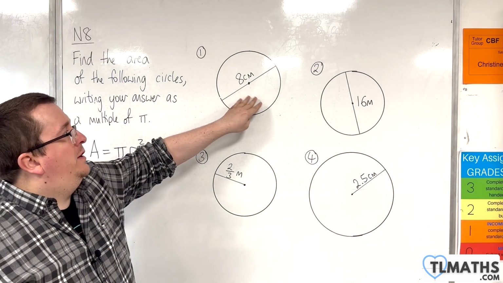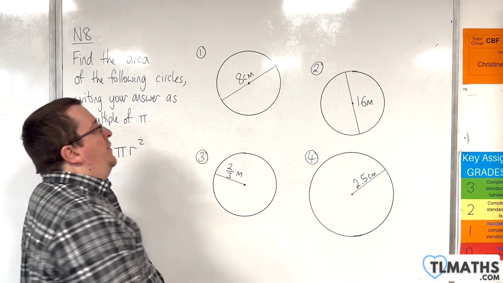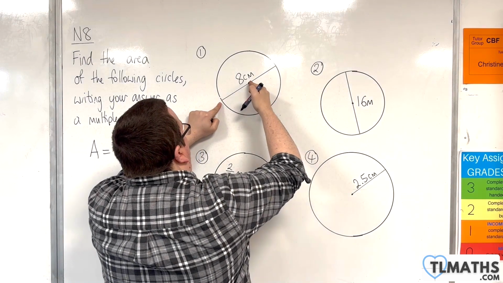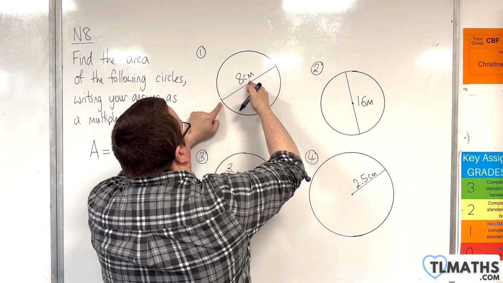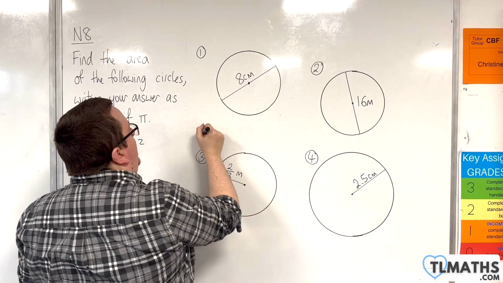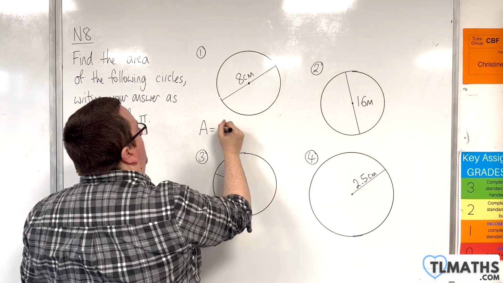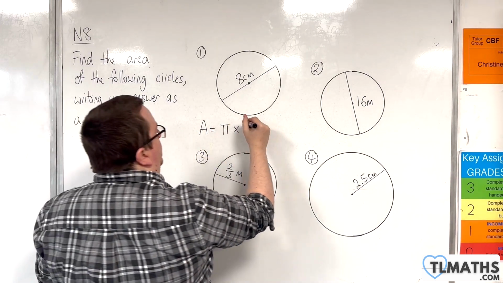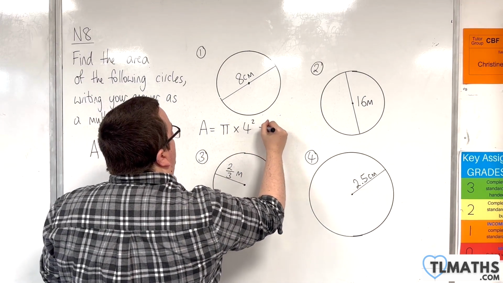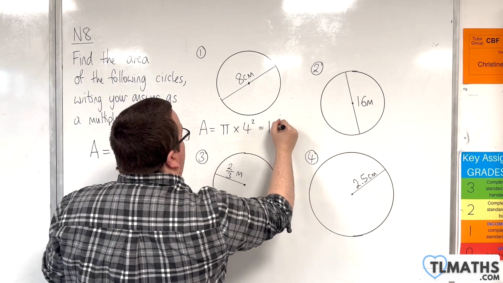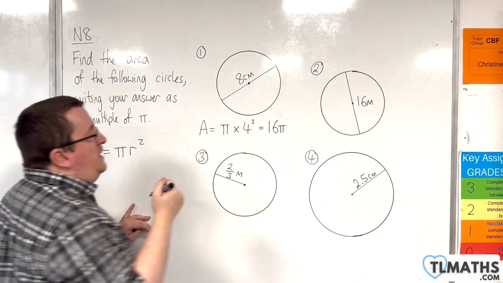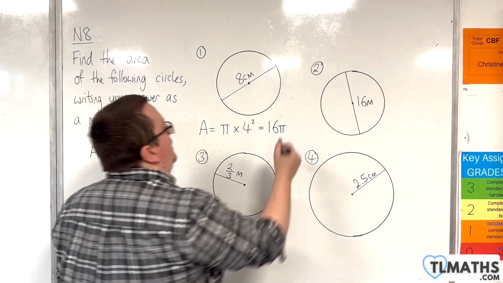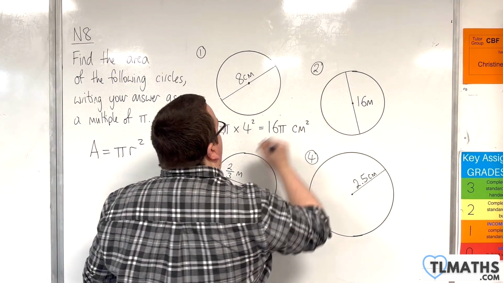So with our first circle, the diameter is 8 centimetres. So that stretches 8 centimetres, which means the radius, which is halfway, will be 4 centimetres. So the area here is pi times r squared, which is 4 squared. Now 4 squared is 16, so this will be 16 pi. And the units, because the radius is in centimetres, will be centimetres squared.